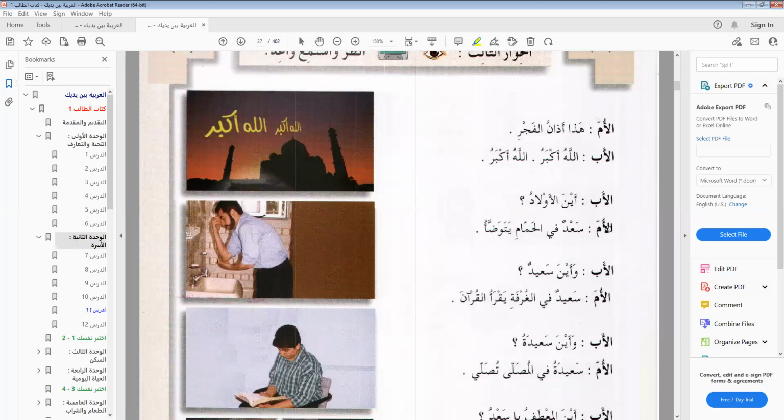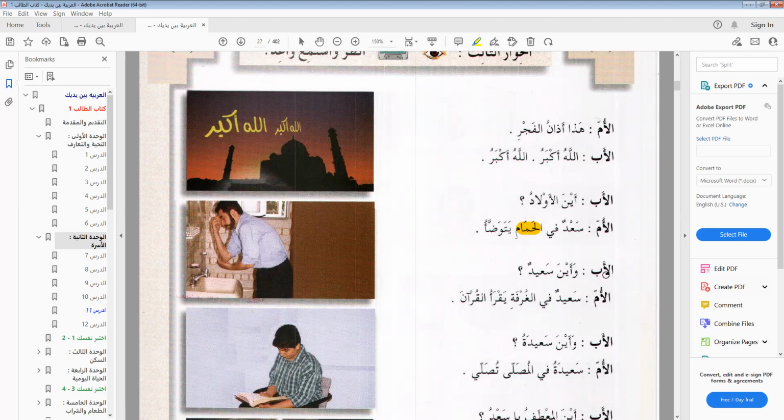Then the mother, al-ummu, says, Sa'adun fil hammam. Sa'ad is one of the children. Sa'adun fil hammam. Al-hammam is bathroom or washroom. So in the US, they call it bathroom. In some other countries, they call it washroom. For some of us, we call it toilet. So al-hammam. Yatawaddau, performing ablution. Sa'adun fil hammam yatawaddau. Sa'ad is in the bathroom, performing ablution.